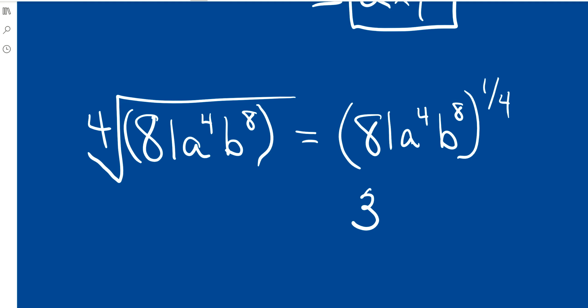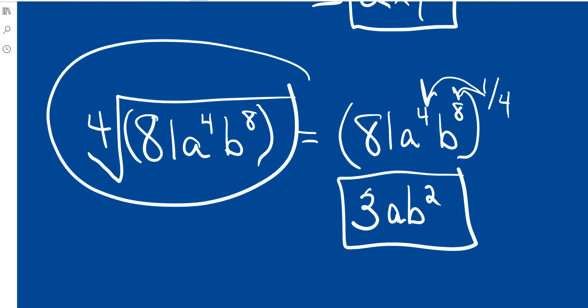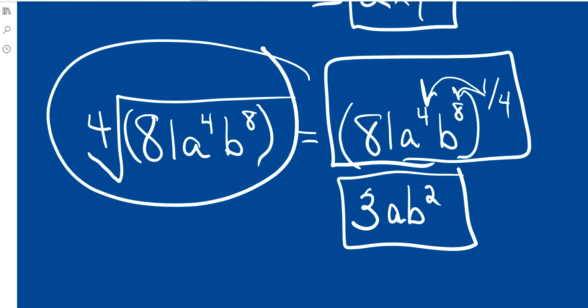Then I'm going to distribute the 1/4 to the 4 here. 1/4 times 4 is 1, so a to the 1st power is a. And then 1/4 times 8 is 2. So it's going to be b to the 2nd power. And that's what I've got. 3ab squared. And we're done with that. Remember, your question is going to be write this with a rational exponent, which my answer is going to be here. Then we're simplifying it.